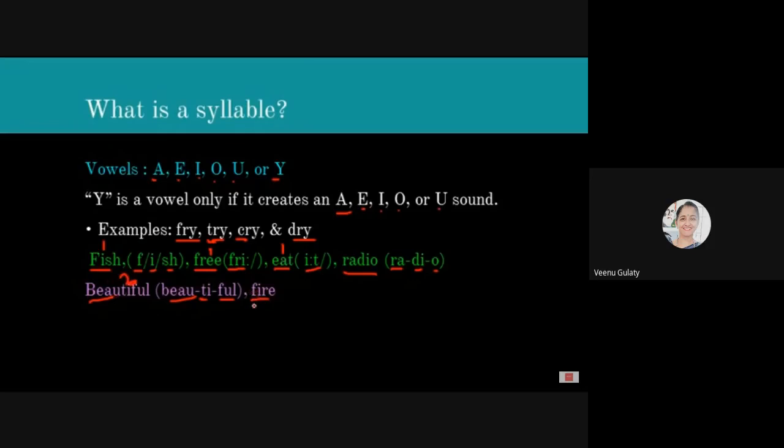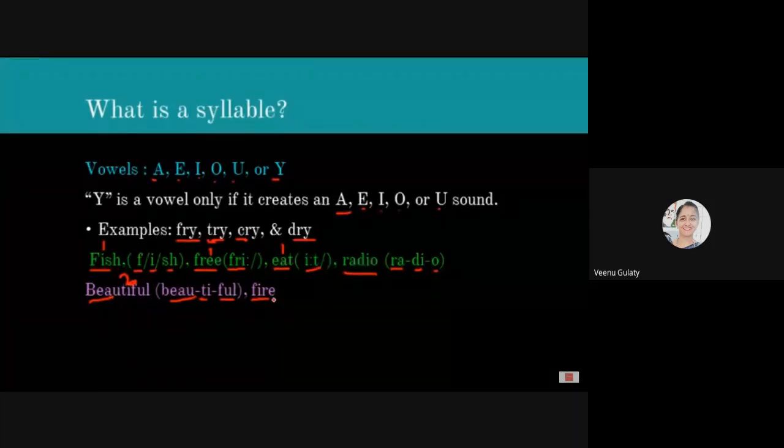Now last word, fire. It's very important because a silent vowel is not a syllable. In this word, if you divide fire, fire, you can tell that E is silent. So fire is one syllable word.